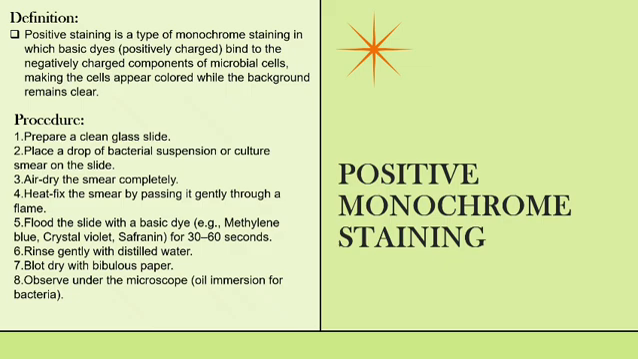Procedure of positive monochrome staining. Take a clean glass slide, add a drop of bacterial culture onto it, then air dry the smear, heat fix the smear, and then flood the slide with a basic dye, for example crystal violet, safranin, or methylene blue, for 30 to 60 seconds. Then gently wash with distilled water, blow dry it, and observe it under a microscope.